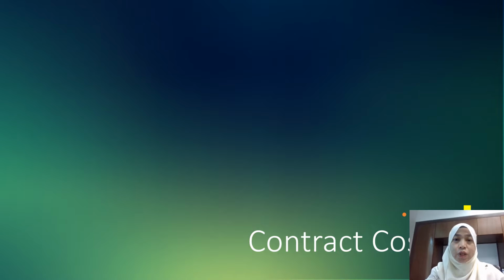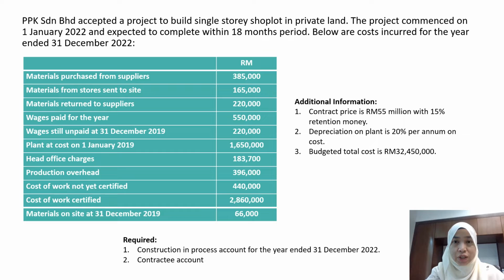Today I would like to explain how to prepare construction process accounts. Look at these questions. PPK's Numberhad accepted a project to build a single-story shop lot on private land. The project commenced on 1st January 2022 and is expected to complete within an 18-month period. Below are the costs incurred for the year ended 31st December 2022. So they give us a list of costs, and then look at the additional information.